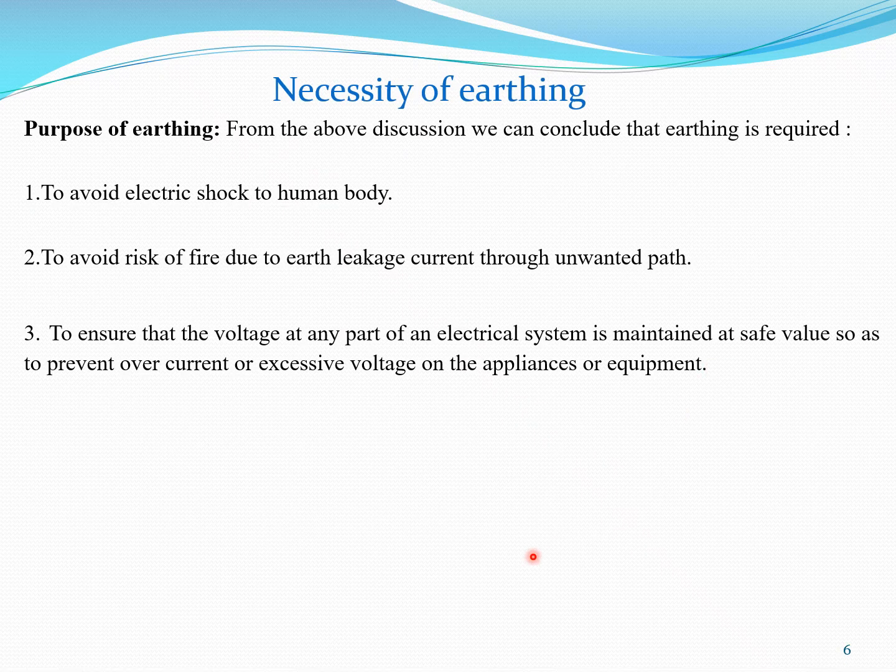So what is the purpose of earthing? From the above discussion, we can conclude that earthing is required to avoid electric shock to the human body, then to avoid the risk of fire due to leakage current flowing through an unwanted path, and to ensure that voltage at any part of the electrical system is maintained at a safe value so as to prevent overcurrent or excessive voltage on the appliances or equipment.